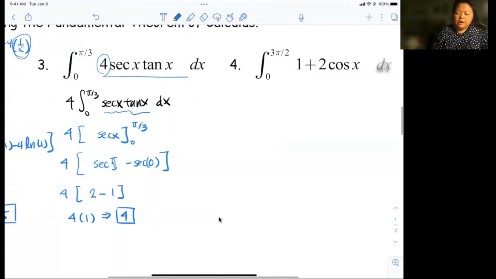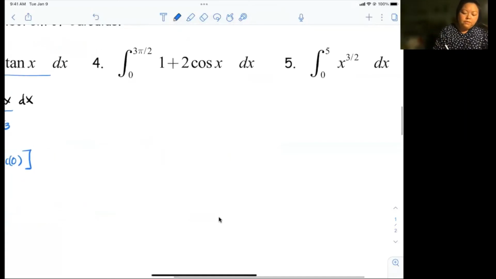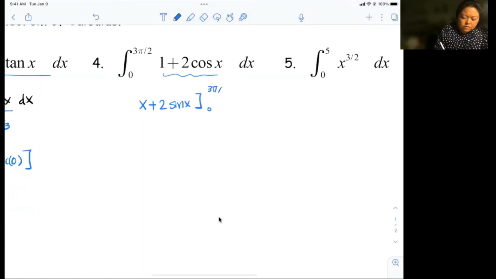Okay, all right, continue. Next problem, you have 1 plus 2 cosine x. So antiderivative of 1 is x plus 2 cosine x. So integral of cosine is positive sine x. Evaluated from 0 to 3 pi over 2. This is why it's important to know your unit circles, because we're now plugging in things, right? So 3 pi over 2 plus 2 sine of 3 pi over 2.